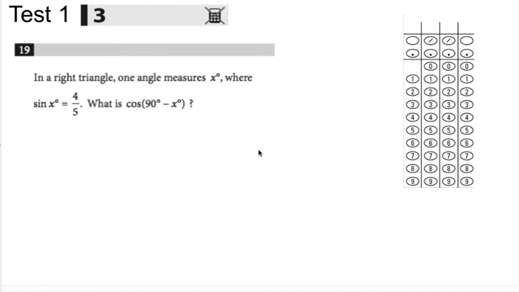All right, this is SAT Prep. We're doing test 1, section 3. This is number 19. In a right triangle, one angle measures x degrees, where sine of x is 4 over 5. What is the cosine of 90 minus x?